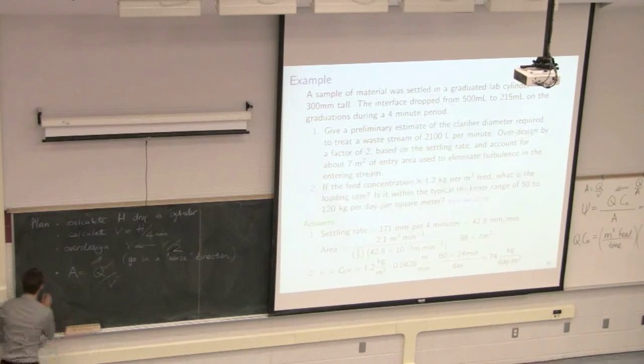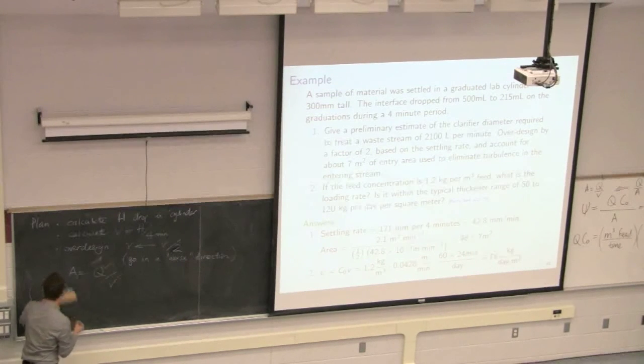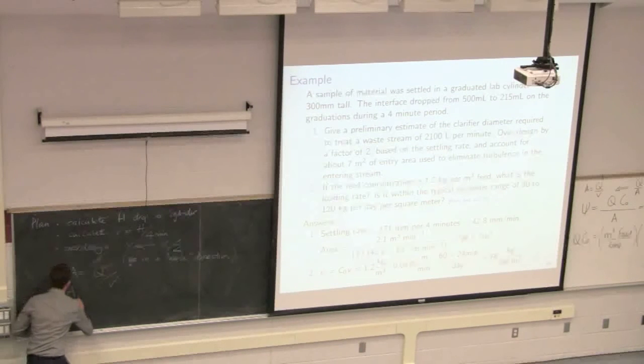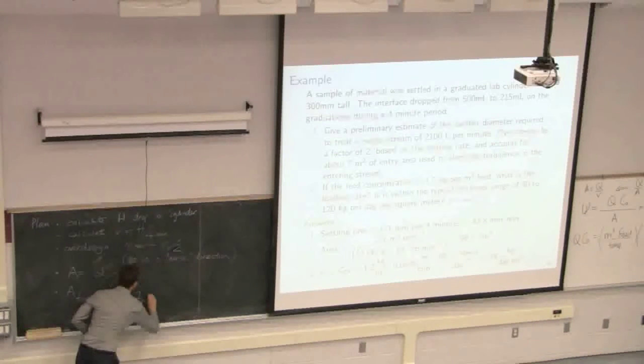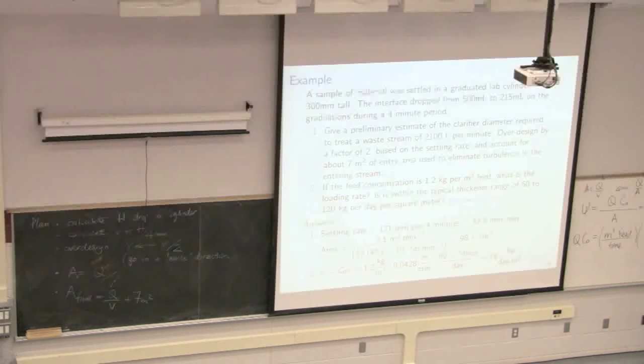So remember that drawing I showed earlier. We've got our settling tank, and in the middle you've got a piece that's blocked off where the feed comes in. So that 7 meters squared is used by the feed. Well, we've calculated that we need a certain area, so we need to add an additional 7 meters squared to it. So the area final is equal to Q over V, plus an additional 7 meters squared, just giving yourself that extra area to account for the part of the tank that you cannot use.